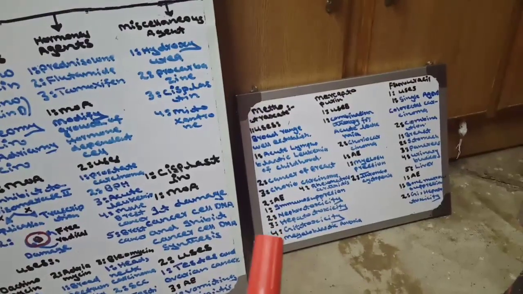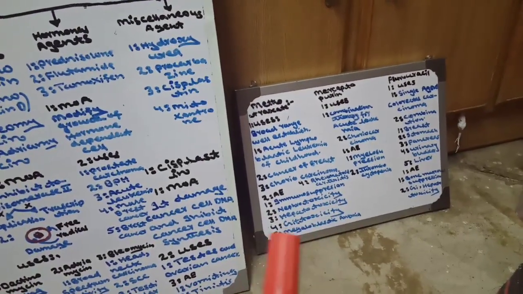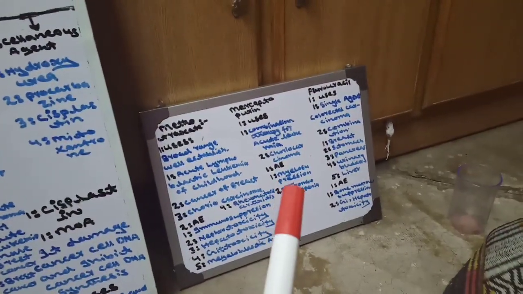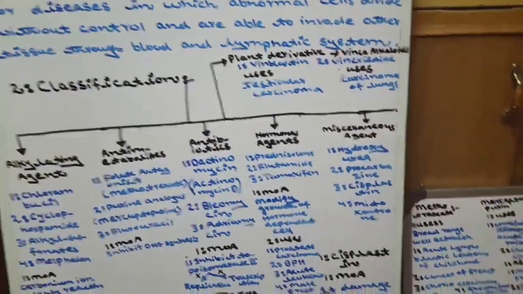Which anti-cancer drug causes toxicities: hepatotoxicity, nephrotoxicity, GIT toxicity? This is methotrexate. Which anti-cancer drug's adverse effect is thrombocytopenia? This is mercaptopurine. Which anti-cancer drug's adverse effect is vomiting? This is cisplatin.